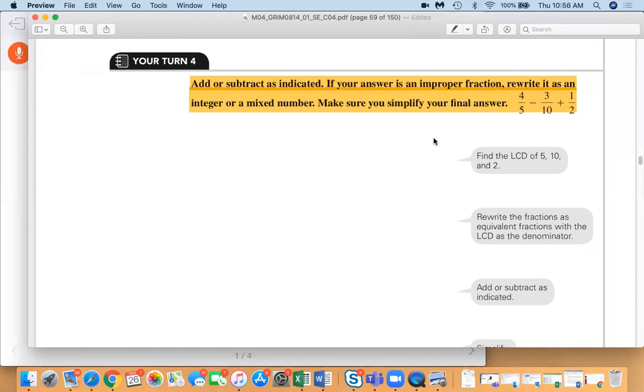All right, add or subtract. We have one more example. Add or subtract as indicated. If your answer is an improper fraction, rewrite it as an integer or a mixed number. Make sure you simplify your final answer. So we have 3 fractions, and I will show you the screen in just a second. We have 4/5 minus 3 over 10 plus 1 over 2.